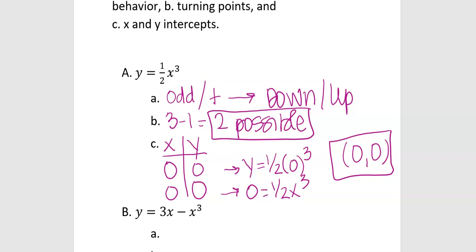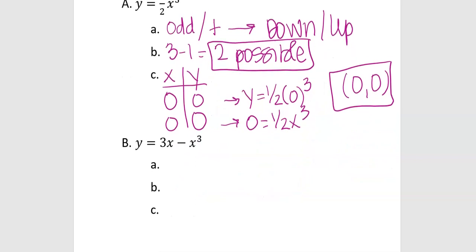Okay, let's do one more. So with this one, what are we looking at, the 3x or the negative x cubed? Yep, so I'm going to reorganize this one. It should look like this, negative x cubed plus 3x. So don't just go with the one that's listed first, look for the highest one. So is the highest one even or odd?